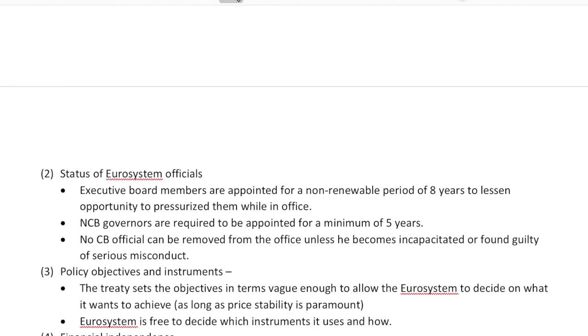The second point is the status of Eurosystem officials. So, executive board members in the European Union are appointed for a non-renewable period of 8 years to lessen the opportunity to pressurize them while they are in office. This is interesting because the Federal Reserve Chairman is appointed for a 4-year term that can be renewed infinitely. So this is a little bit different in the Eurozone.